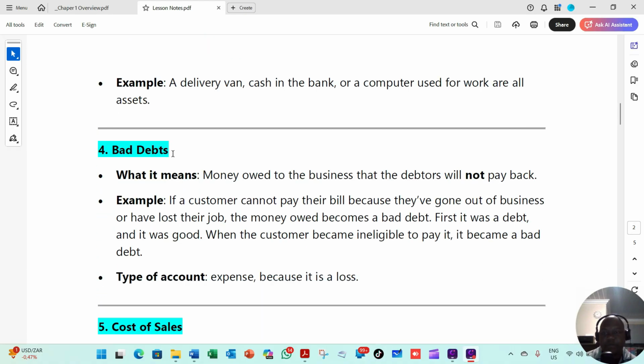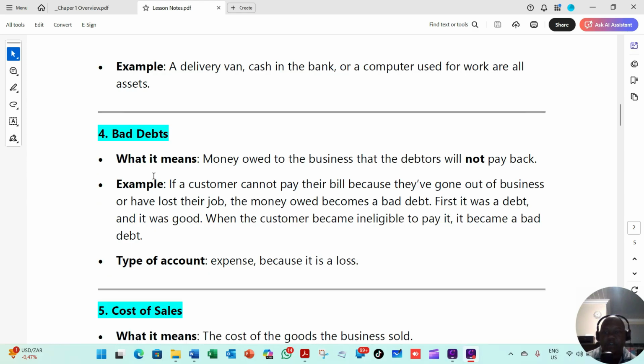And then the next concept is bad debts. Bad debts is money that we are owed, but we will not be able to get back. It's like we have given up, saying that this person is not going to pay us back this money. So we classify that amount as bad debt, and it is an expense. It's an expense because it's a loss. It's a loss in revenue.